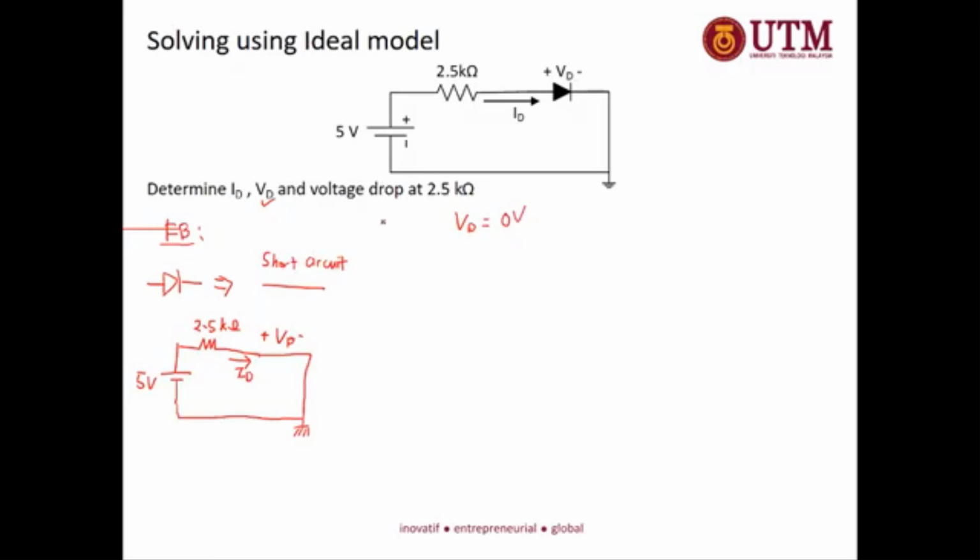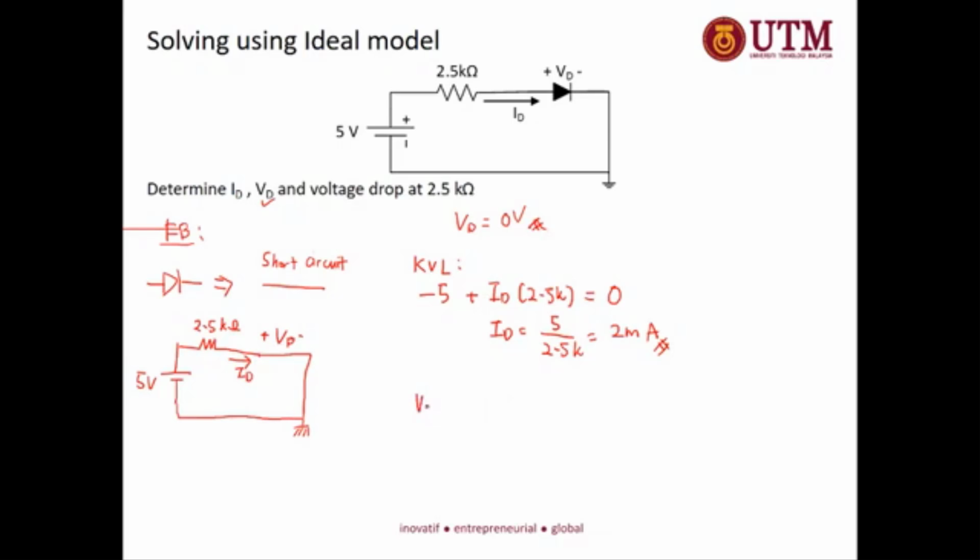Okay. So next you can calculate the ID by using the KVL. So this is the same: minus 5 plus ID times 2.5K, and then next there is no drop until the ground, so this is equal to 0. So ID is equal to 5 over 2.5K, which is equal to 2 milliampere. So this is ID.